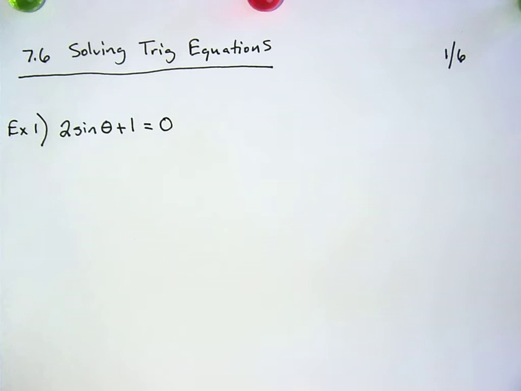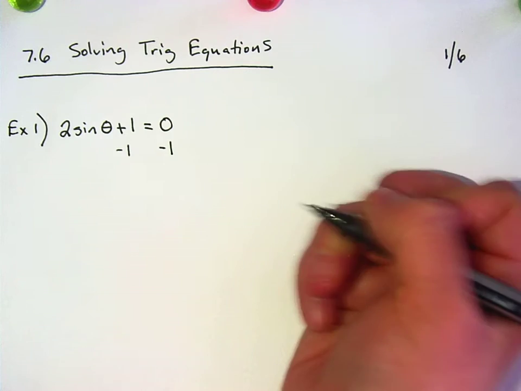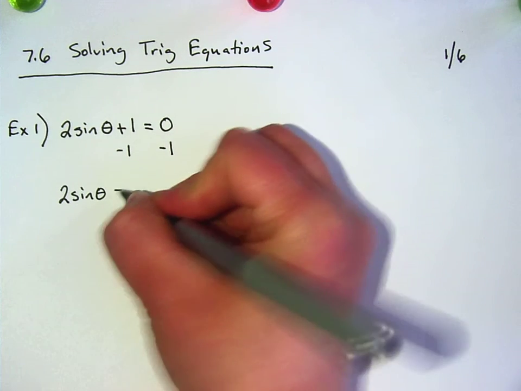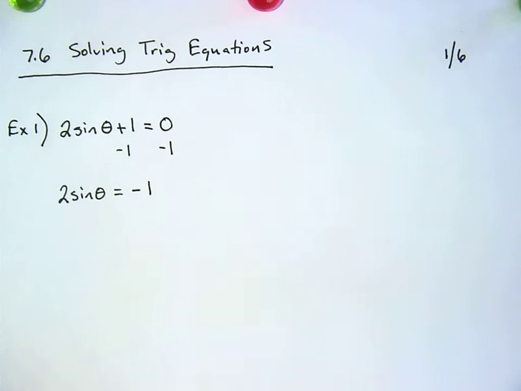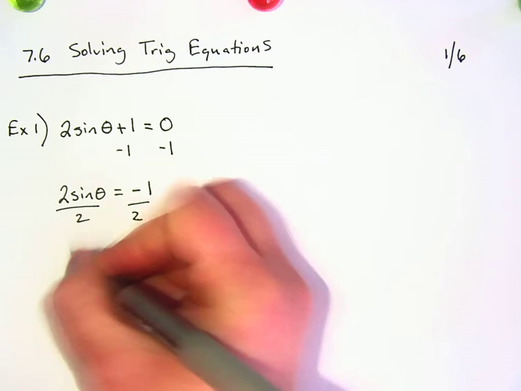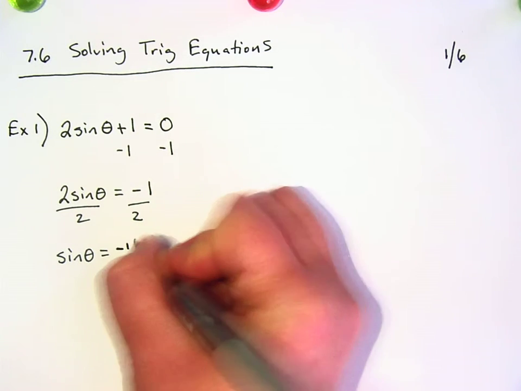Anybody have an idea of what we should do? Jackson: Bring the 1 over. Yeah, let's start just like it's a regular problem. We're going to subtract 1. So now we've got 2 sine of theta equals negative 1. Now what? Divide by 2. Sine of theta equals negative 1/2.